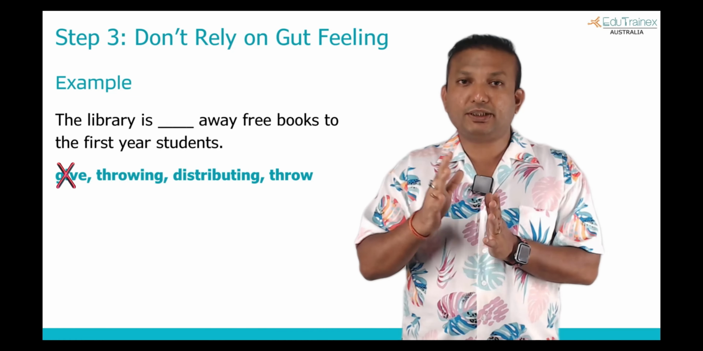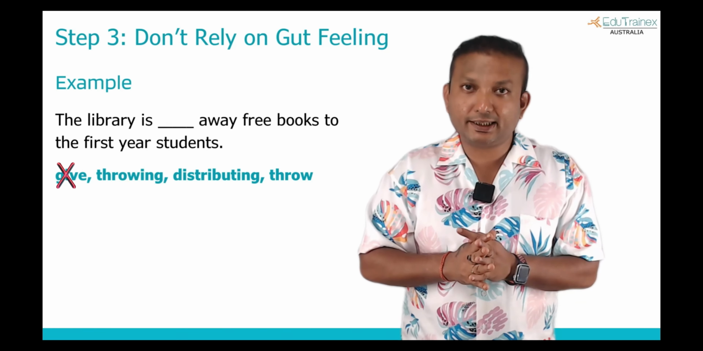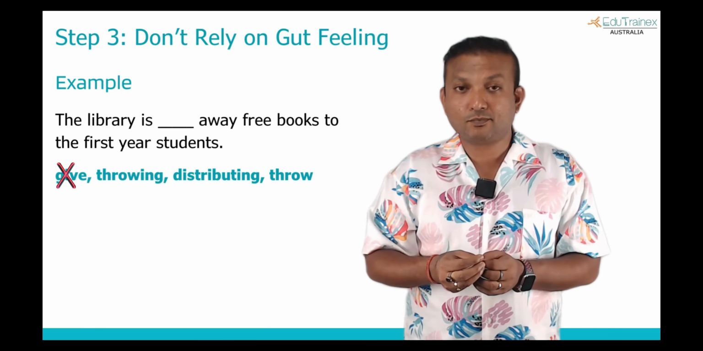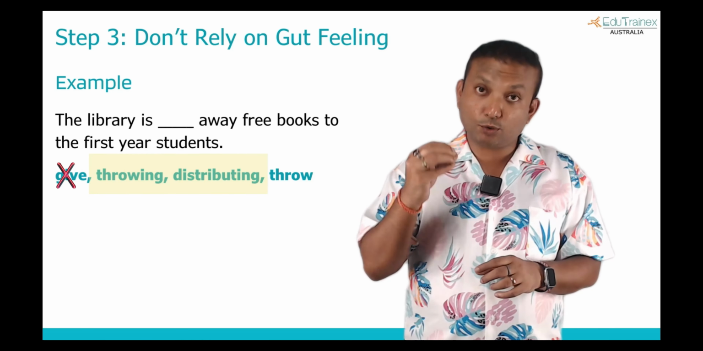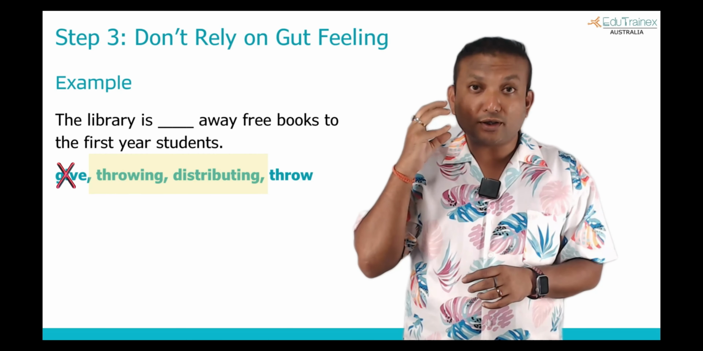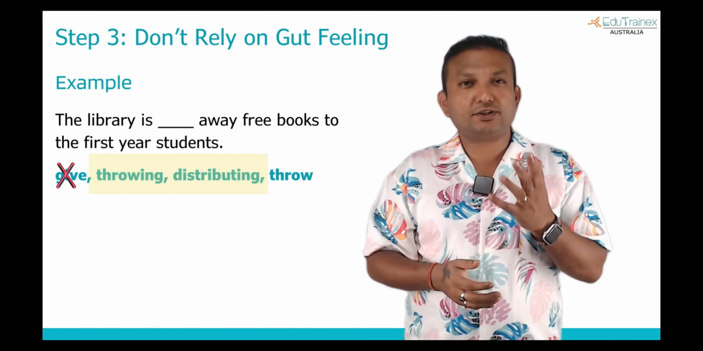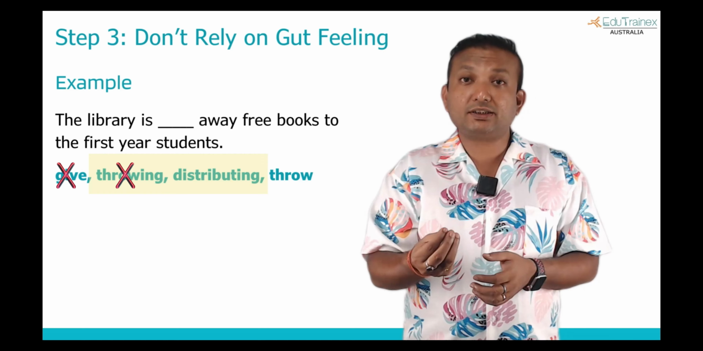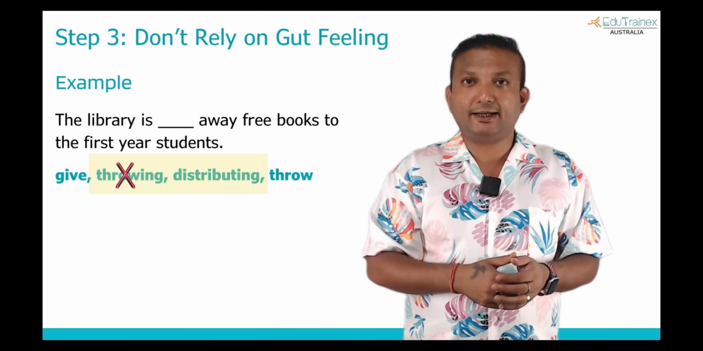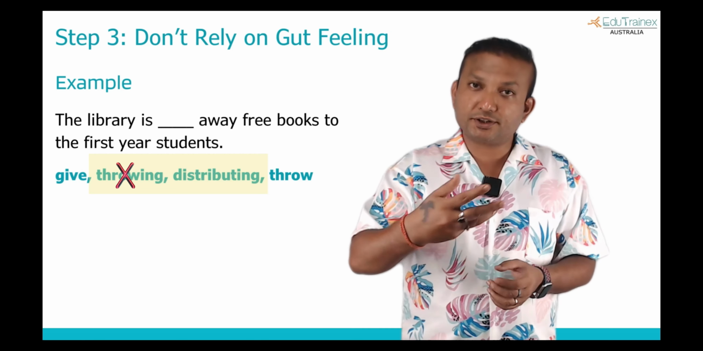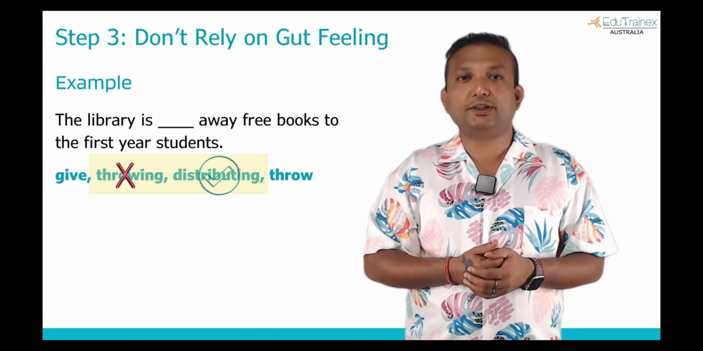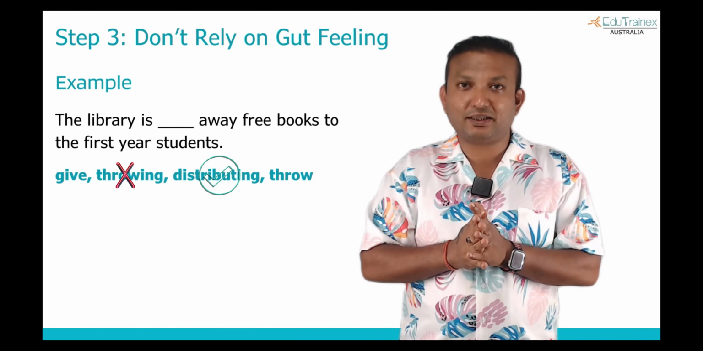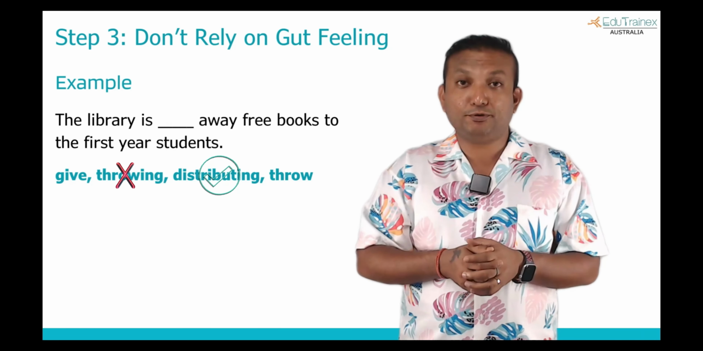The library is something. A continuous tense is portrayed here. So you have to pick words which are continuous. Only two of them are available: throwing or distributing. Now, throwing, use your logic, use your context. Throwing away books to first year students, does it make sense? Absolutely not. So if your logic suggests it doesn't make sense, then you are right. And then you pick the best word, which is distributing away free books to the first year students. So now you can combine these three steps together to solve the questions better. And your accuracy will definitely improve with this approach.